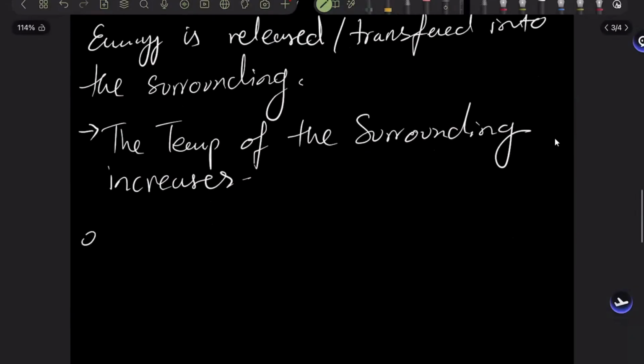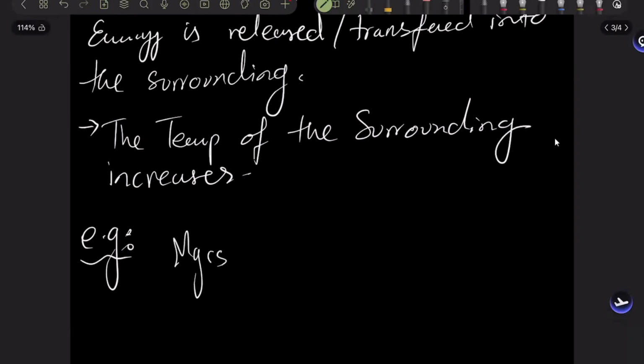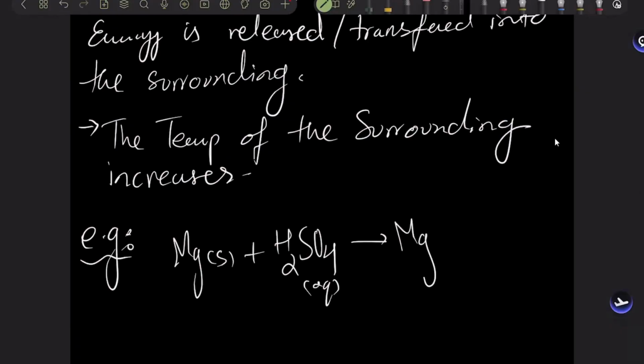Okay, let's do an example for this. Let's say that you have magnesium solid and you have H2SO4. This is a metal plus acid reaction. You'll add the magnesium into a solution of H2SO4 and you'll form magnesium sulfate, aqueous, and you'll also get hydrogen gas. And this is an exothermic reaction, so it will also release heat energy. So I'll write plus heat. This heat is released into the surrounding. So it also releases heat energy.